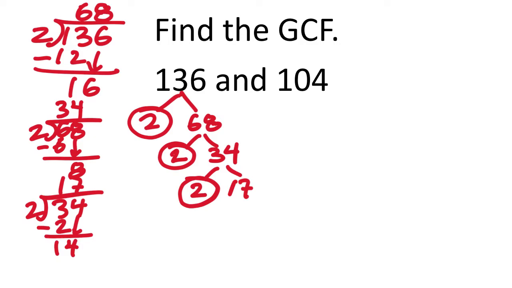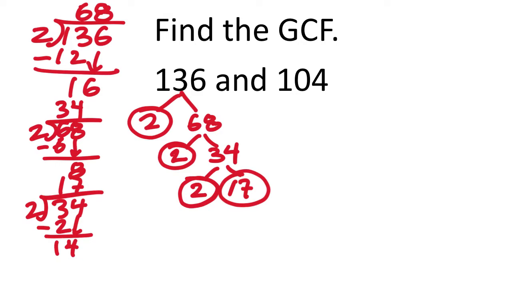Is it divisible by 3? Well, 1 plus 7 is 8, which is not divisible by 3, so that doesn't work. It's not divisible by 5. It's not divisible by 7. It's not a multiple of 7. Or 9, because it's not divisible by 3. So, 17, as it turns out, is prime.